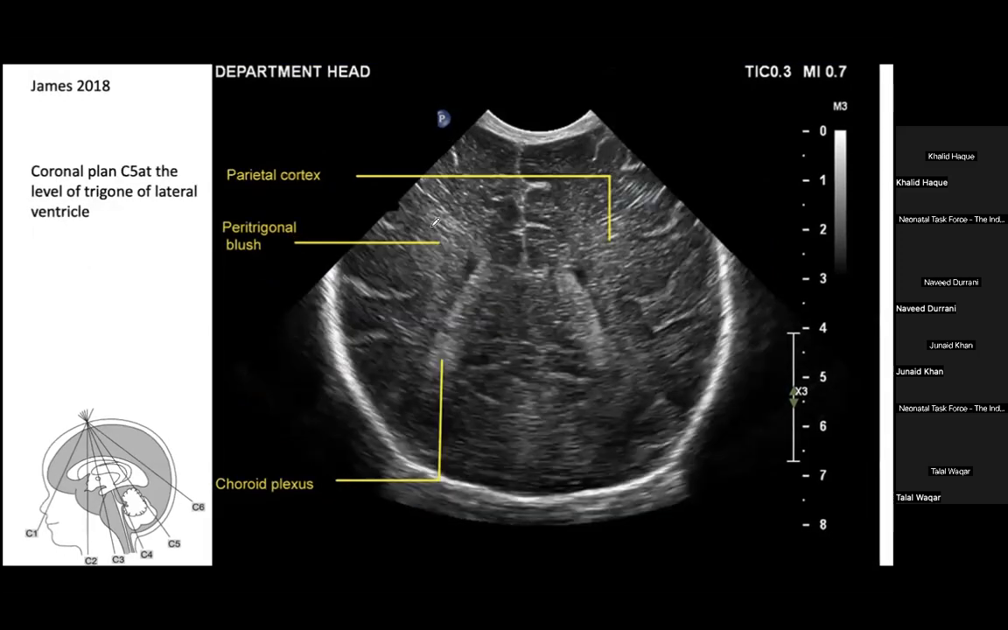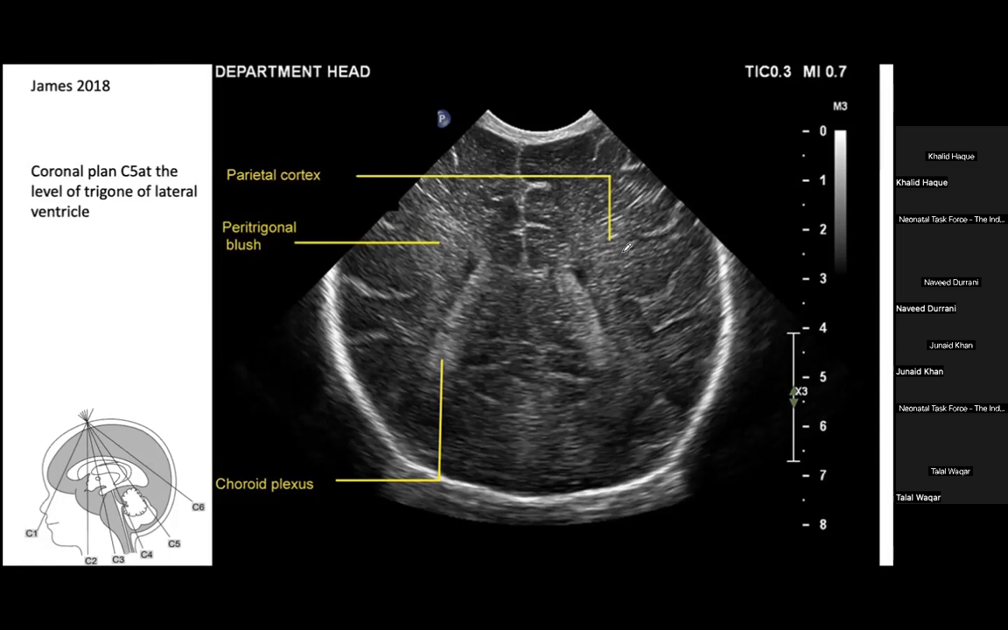In the C5, at the level of the trigone of the lateral ventricle, the trigone is basically the area where the occipital and the temporal horn meet. So in this one, you will find the choroid plexus in the lateral ventricle, and also the parietal area in which you can appreciate the peritrigonal blush, which you will appreciate more once we see the next presentation. And this is the parietal cortex.